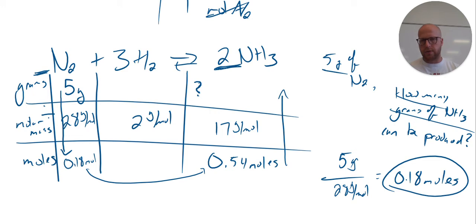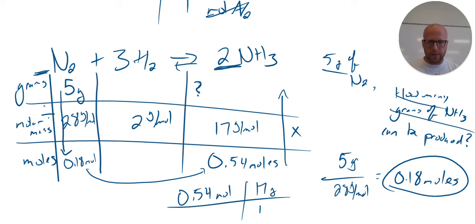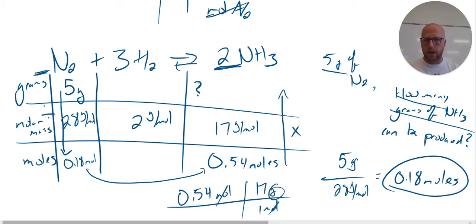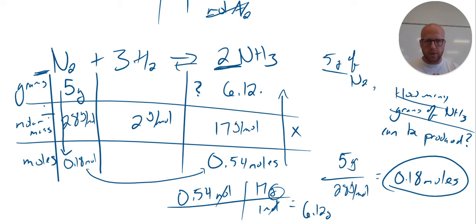And if down my chart I divide, well, if I'm going up the chart, I'm probably going to do the opposite. So I'm going to multiply as I go up this chart. I'm going to take this mole amount, 0.54 moles, and I'm going to multiply it by 17 grams per 1 mole. My moles cancel out, and what am I left with? Well, I'm left with grams, which is nice because what am I trying to solve for in this row? I'm trying to solve for grams. And when you do that, what you come out with is you will produce 6.12 grams. So I'm going to go ahead and put that right here, 6.12 grams. And I've solved my problem.